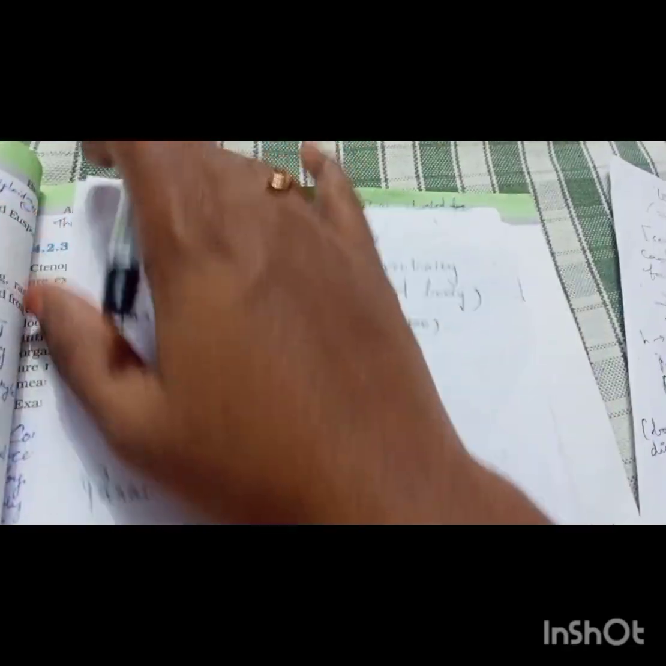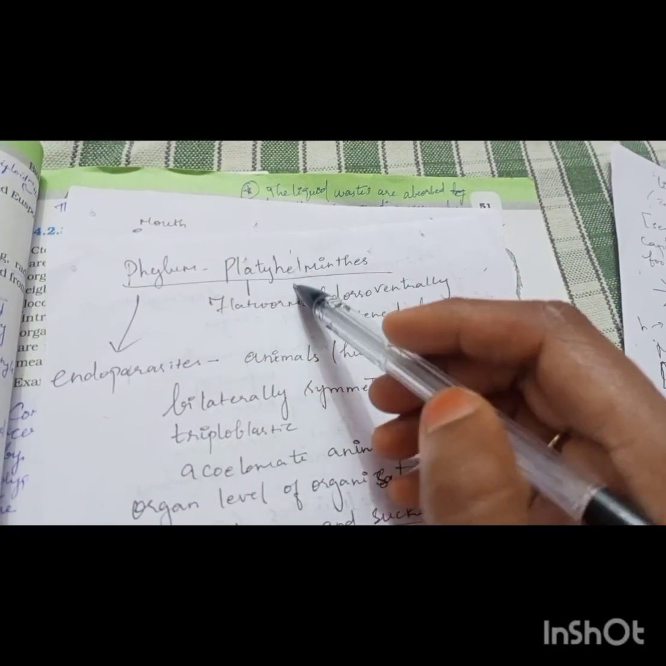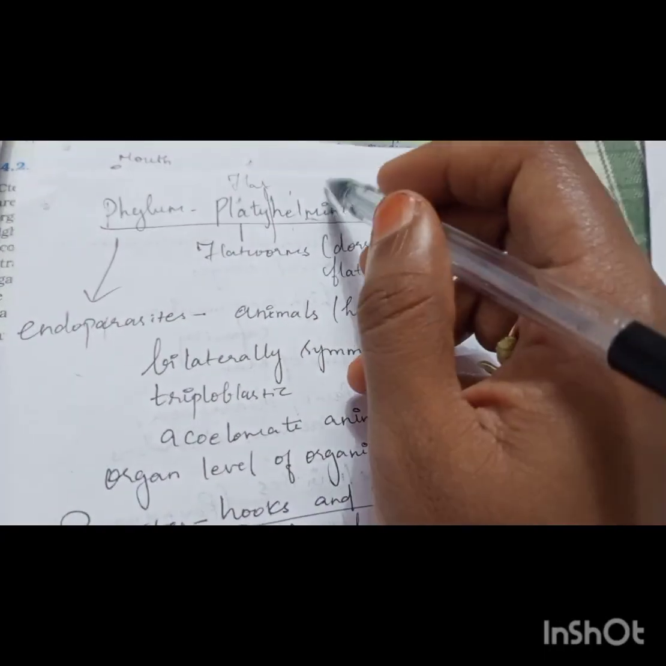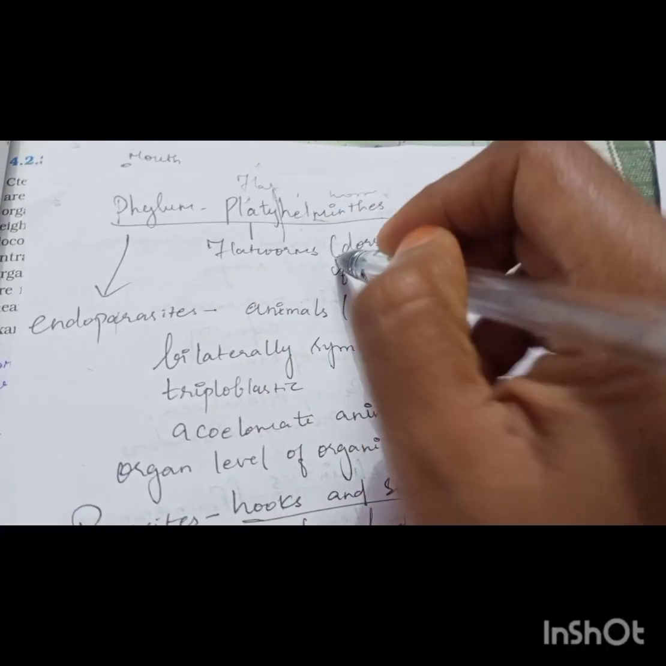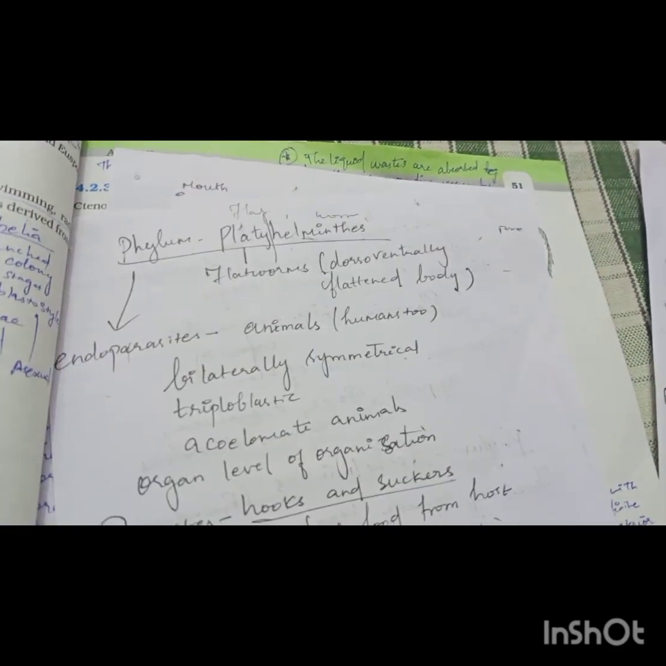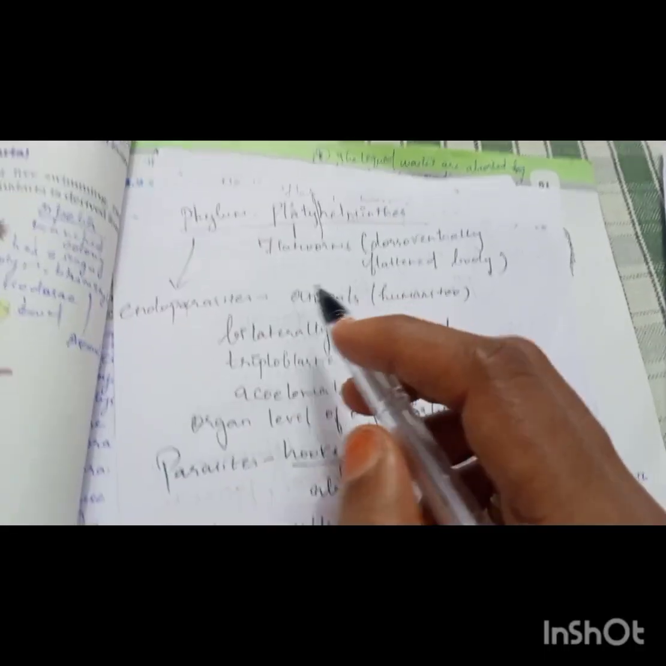Phylum Platyhelminthes. Platy means flat, and helminthes is worm. So these are flatworms. Both the dorsal and the ventral side are flattened, and hence they are known as flatworms.